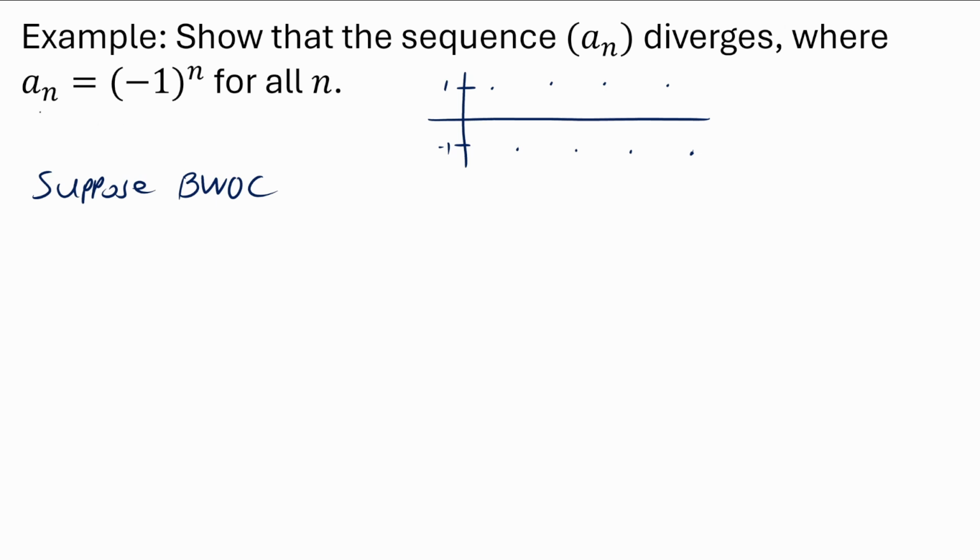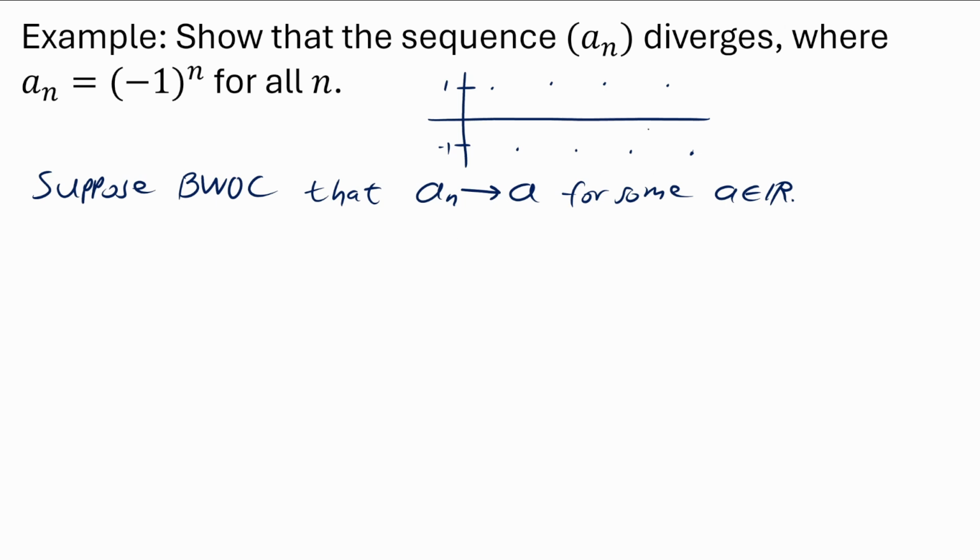So what does that mean? We're going to actually assume that this thing does converge and then show that that leads to a contradiction. So we're going to suppose that a_n approaches some a. If a sequence converges, it's got to converge to something. So we're saying that a is that something.